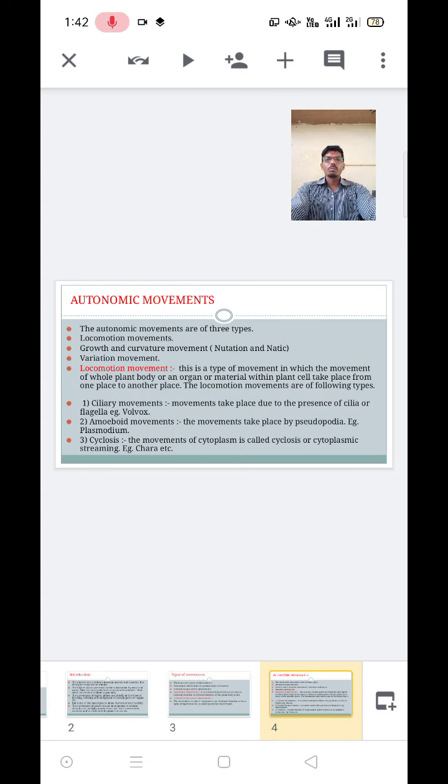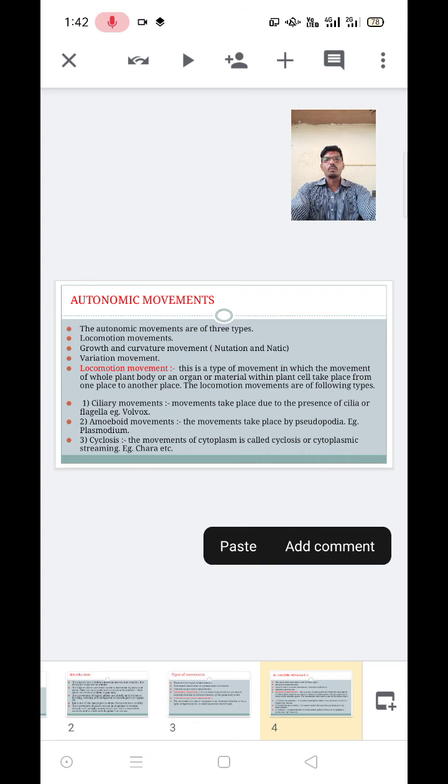Next one, autonomic movements. Autonomic movements are of three types: locomotion movement, growth and curvature movements, and the third one is variation movements. First one, what is locomotion movement? Locomotion means the plant does not move, but their plant parts or organs move towards their essential factors. This is a type of movement in which the movement of the whole plant body or an organ or the material within the plant cell takes place from one place to another place.